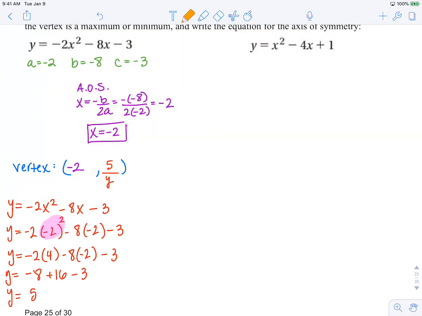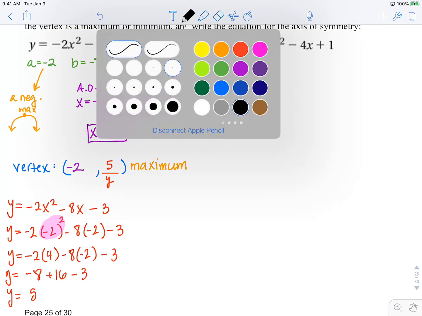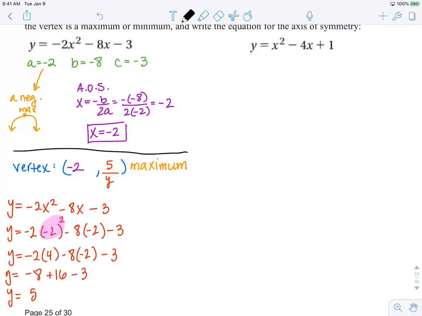Now how do we determine if it's a max or min? Remember, we connect to that a value. A is negative, so that means we have a sad parabola, which means the vertex is going to be a maximum. So A, B, and C help us to calculate all of these different parts of the quadratic function.